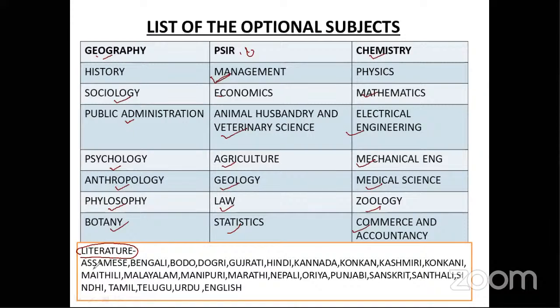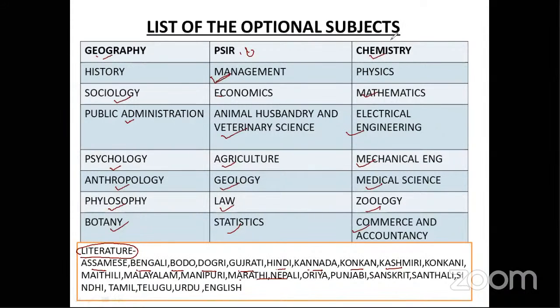So you can choose one literature subject as your optional subject if you are not interested in any of these optional subjects. You have options like Assamese, Bengali, Bodo, Dogri, Gujarati, Hindi, Kannada, Kashmiri, Konkani, Maithili, Malayalam, Manipuri, Marathi, Nepali, Odia, Punjabi, Sanskrit, Santhali, Sindhi, Tamil, Telugu, Urdu, and English. So these are called literature subjects.